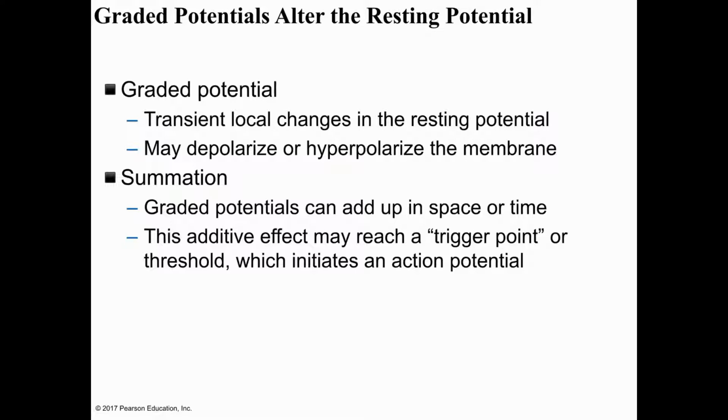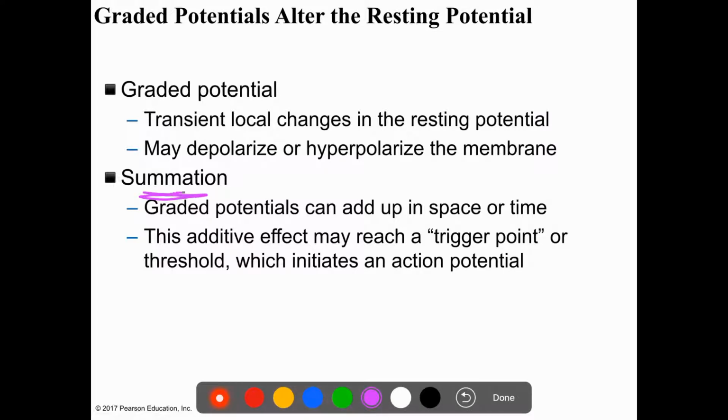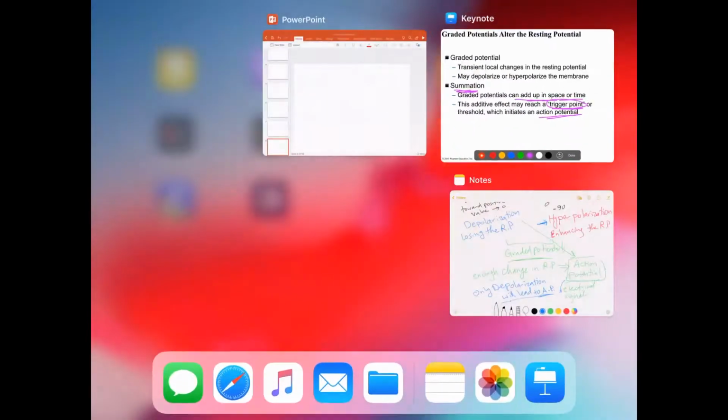So, as we talked about the engine, these little sounds in our human biology, we will call them summation. So these are graded potentials that can add up in space or time, and they would reach a trigger point. That's what we called enough change, or the changes are enough to induce the action potential. So that is the trigger point, and that would lead to the action potential.